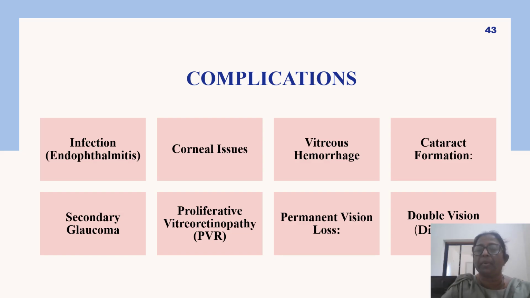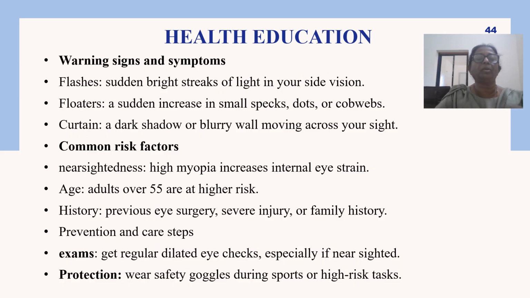Health education: you have to tell about the warning signs and symptoms: flashes, floaters, curtain. Flashes are sudden bright streaks of light in your side vision. Floaters: a sudden increase in small specks, dots, or cobwebs. Curtain: a dark shadow or blurry wall moving across your sight.